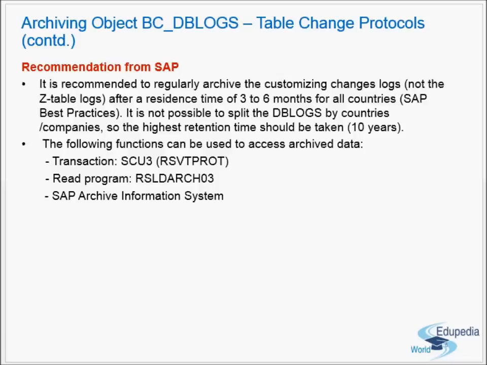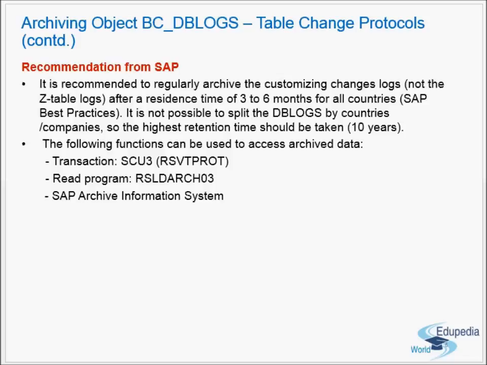And the following functions can be used to access the archive data. First one is the transaction SCU3. SCU3 can be used to check the change logs in this table as well as the archived data. The next one is the read program in SARA as usual. In the last video we learned how to access archived IDOCs. There also we used the read program in SARA, and here too from the read program in SARA you can get the information of this archived object. And the other one is the SAP archive information system.